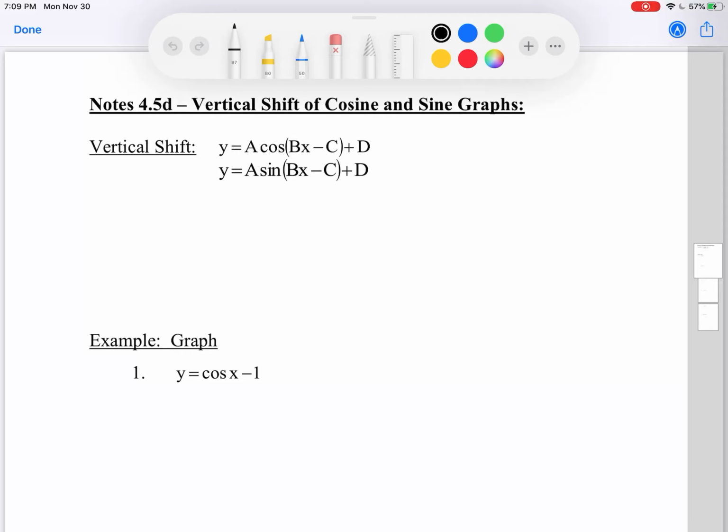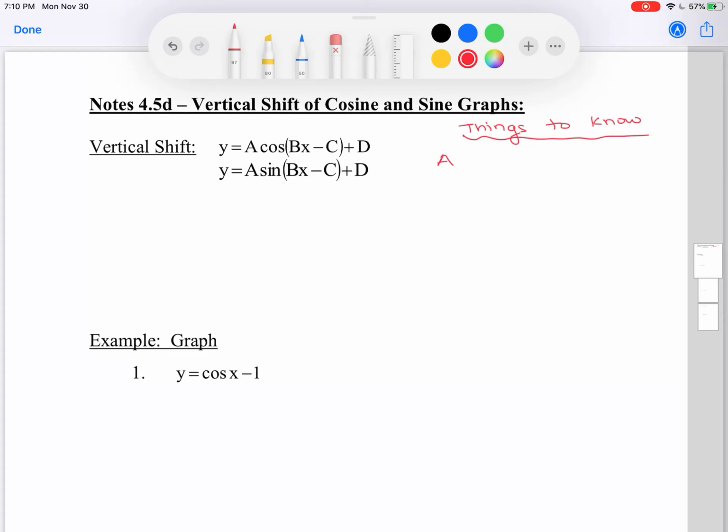Okay. So this one is the same idea. We still have A means the same thing. We still have B means the same thing. C means the same thing. Now we're going to introduce D. Okay. So at the end of this entire section, I want you to know 4 things.